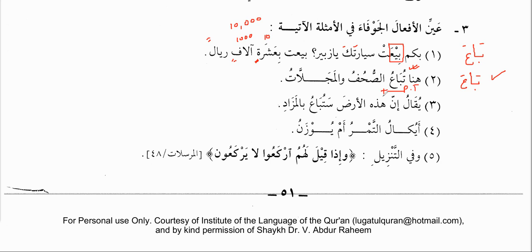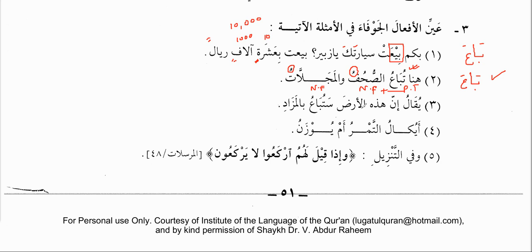What comes after passive tense if you see a passive sentence? Naibul fail. Naibul fail here. How do you know? Dhamma. The maful bihi has taken the place of the fail. Fail is removed. Al majallatu, so this is also an atf and this is also naibul fail. So هنا تباع الصحف والمجلات means the newspapers and the magazines are sold here.